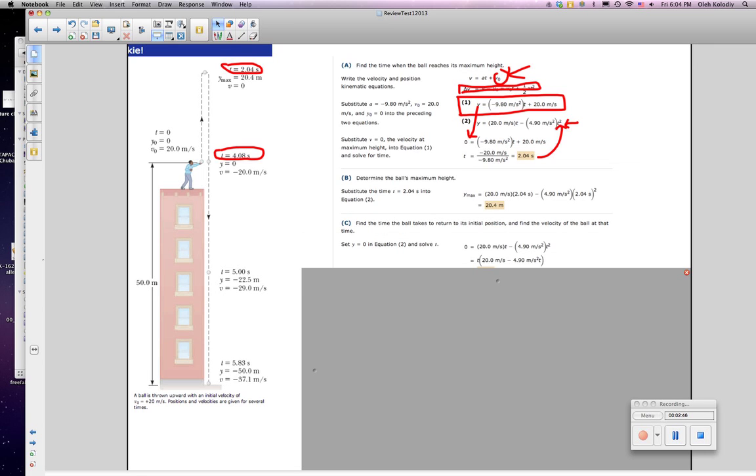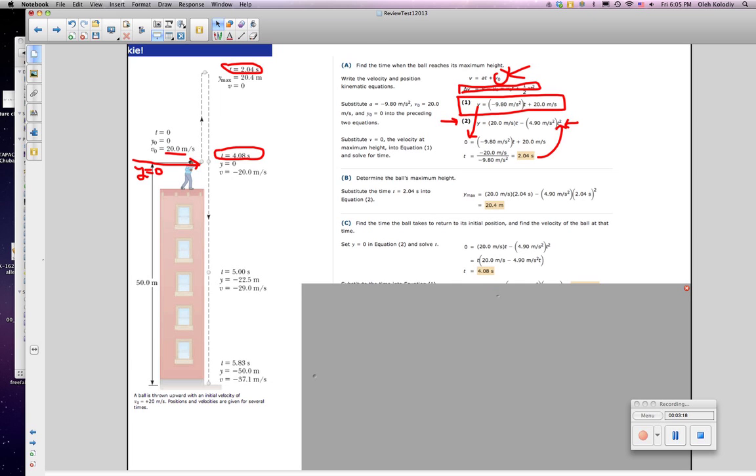When it gets back to where it started from, we're going to call that 0 height, right here. So right here, y is equal to 0. We want to find out when is y equal to 0 if we throw it up at 20 meters per second. So setting y equals 0 in that equation and solving for t, we get what we got before, 4.08 seconds.